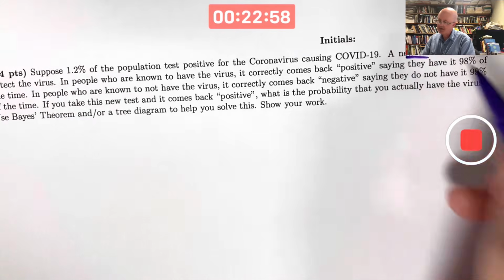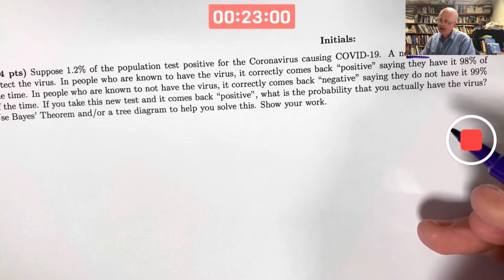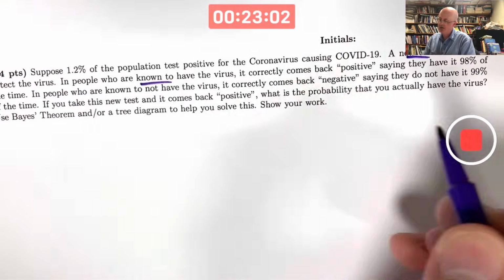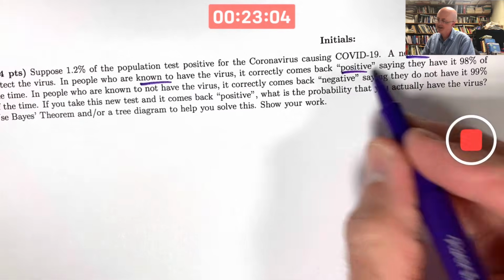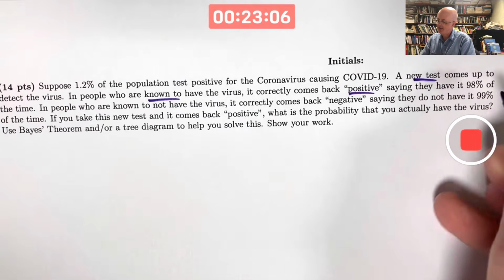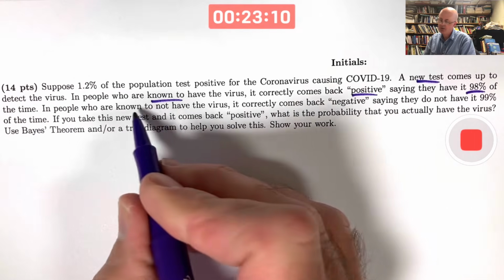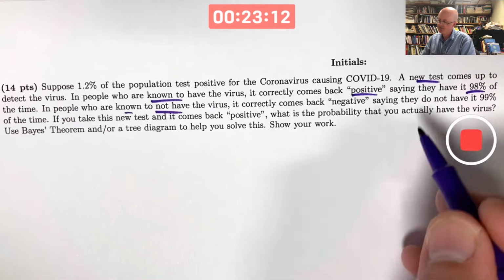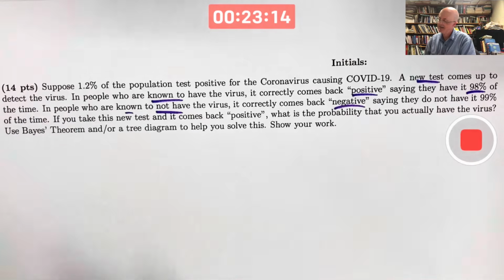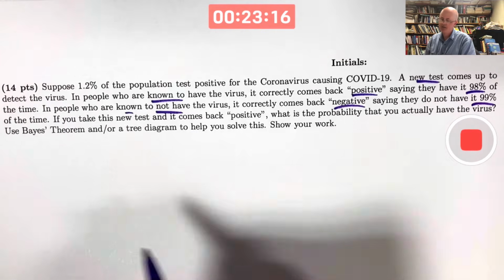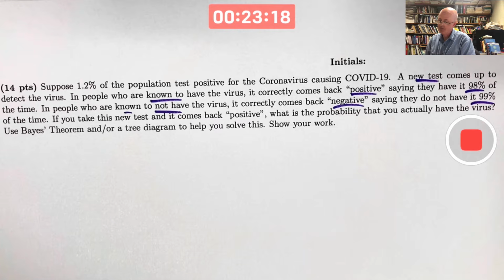But there's a new test that's come on the market that they're testing to see how accurate it is. In people that are known to have the virus, it comes back positive correctly, saying they have the virus 98% of the time. In people who are known to not have the virus, it comes back negative correctly 99% of the time. So it sounds kind of accurate.